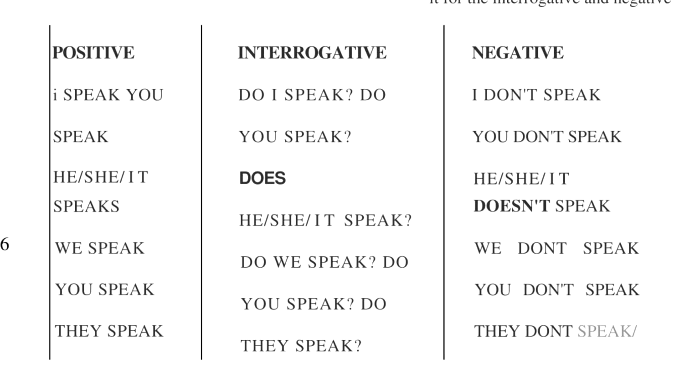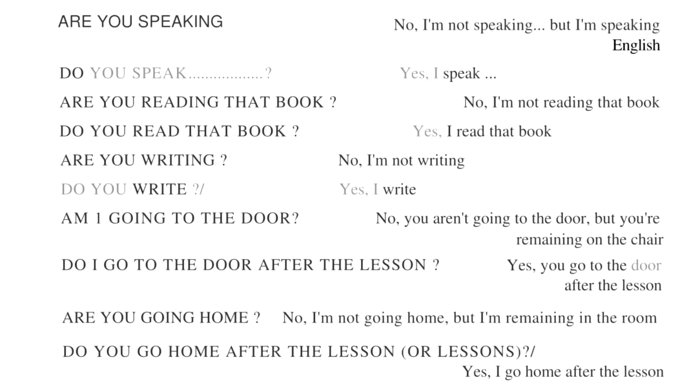We speak, you speak, they speak. Interrogative: Do I speak? Do you speak? Does he, she, it speak? Do we speak? Do you speak? Do they speak? Negative: I don't speak, you don't speak, he, she, it doesn't speak, we don't speak, you don't speak, they don't speak.